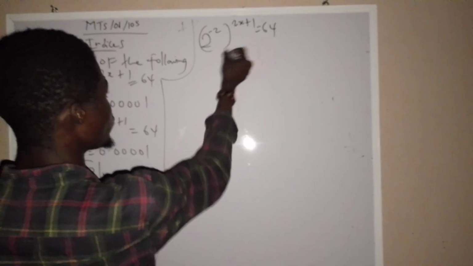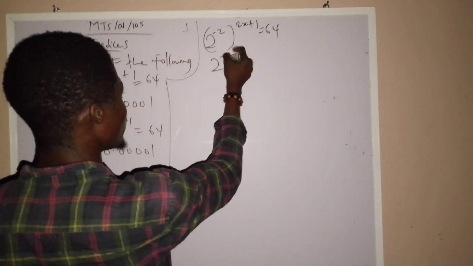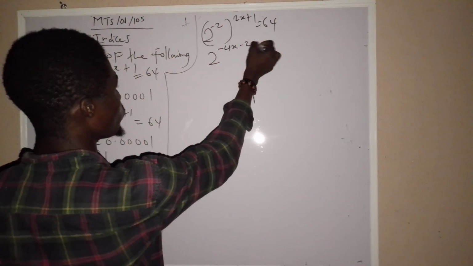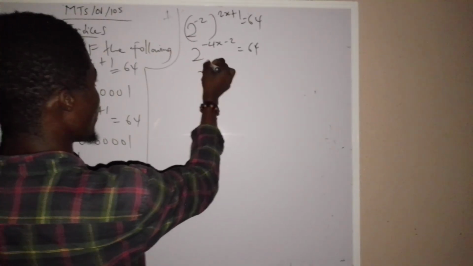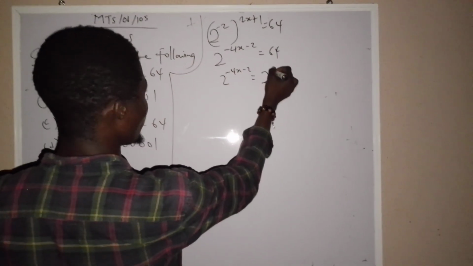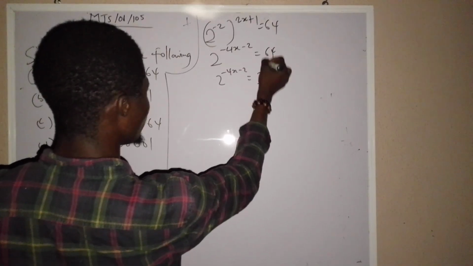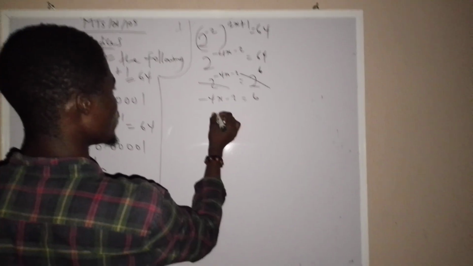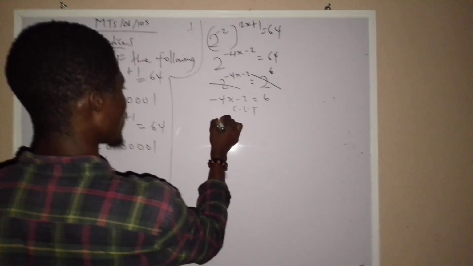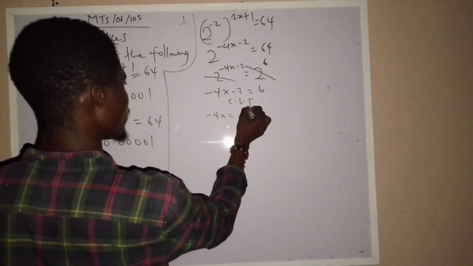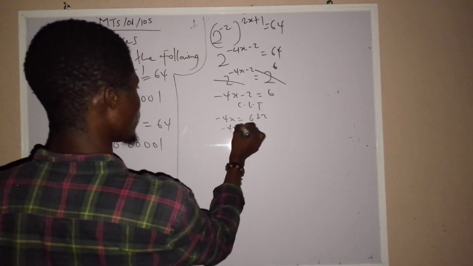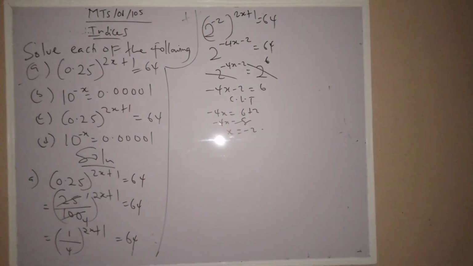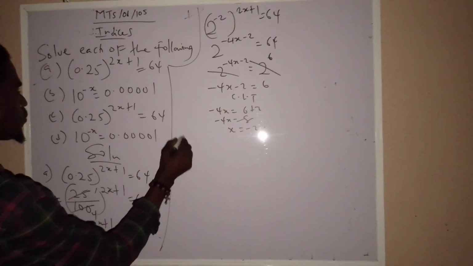So we expand the power: minus 4x minus 2 equals 64. 2 raised to the power minus 4x minus 2 equals 2 raised to the power 6. The bases cancel, so minus 4x minus 2 equals 6. Then minus 4x equals 6 plus 2, so minus 4x equals 8, and x equals minus 2. That's our answer.